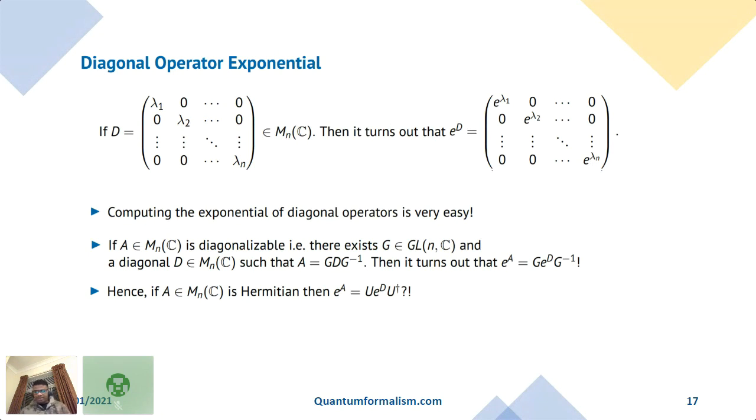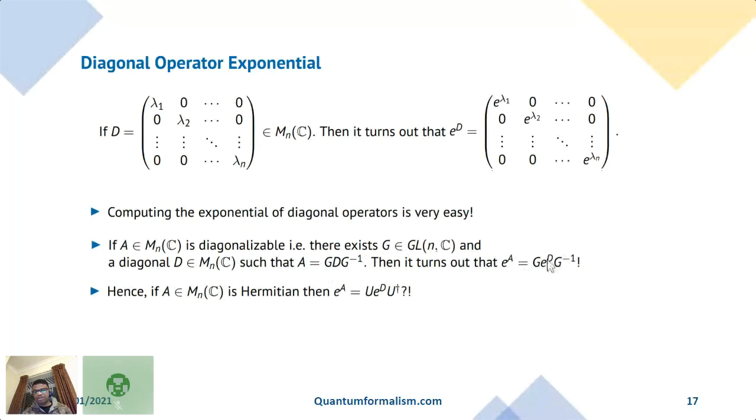This is very, very interesting. So this means computing the exponential of diagonal matrices is very easy. In fact, it's also very doable, I would say, compared to non-diagonalizable matrices. So if A is diagonalizable, which means, now I'm repeating the definition, it can be decomposed like this, then it turns out that the exponential of A is nothing more than this.